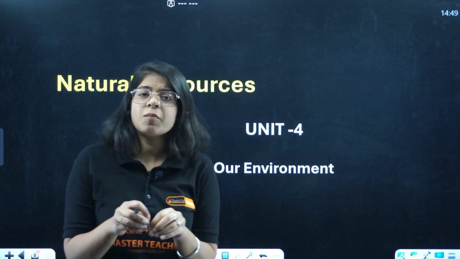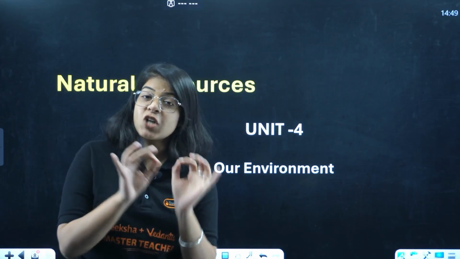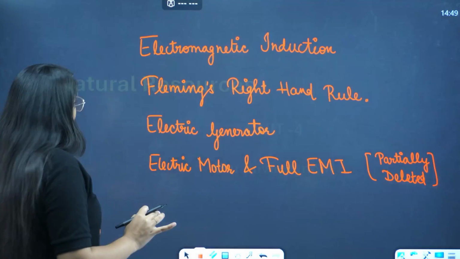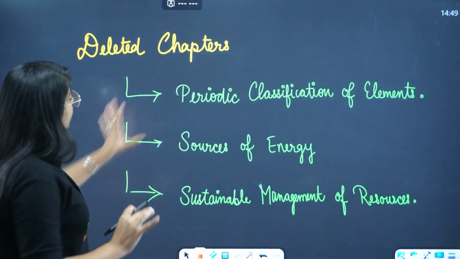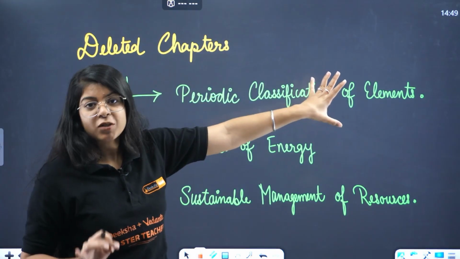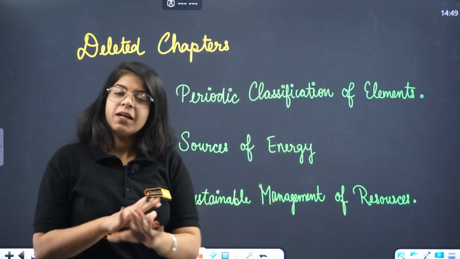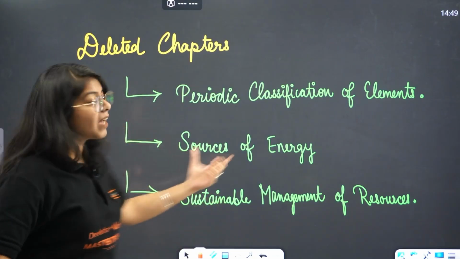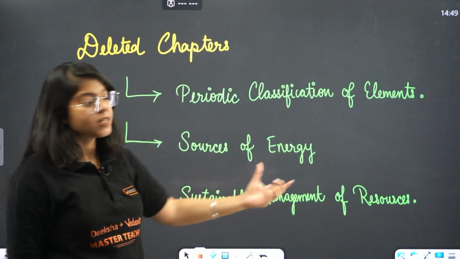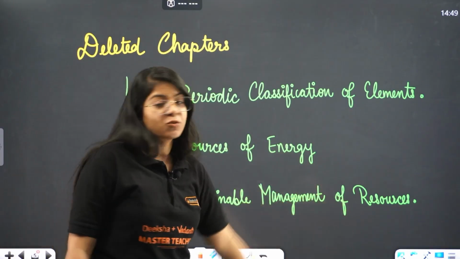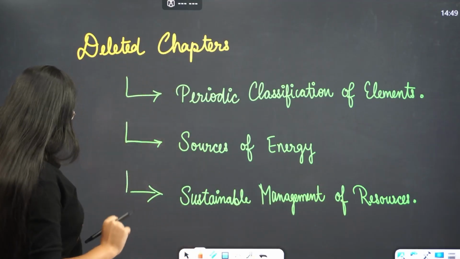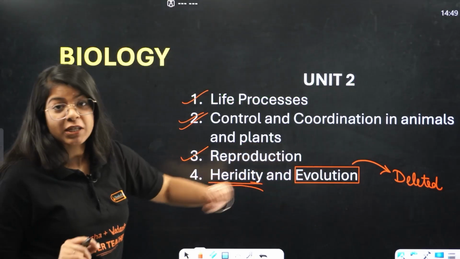Now let's talk about what are some of the deleted chapters and deleted topics that your seniors had to study. So in total, periodic classification of elements, you know that huge periodic table, that completely is gone. So you need not worry about that. Then we have sources of energy, that chapter is completely gone, and sustainable management of resources, that chapter is also completely gone. Few of the topics, as I said, in bio, evolution is deleted, right?